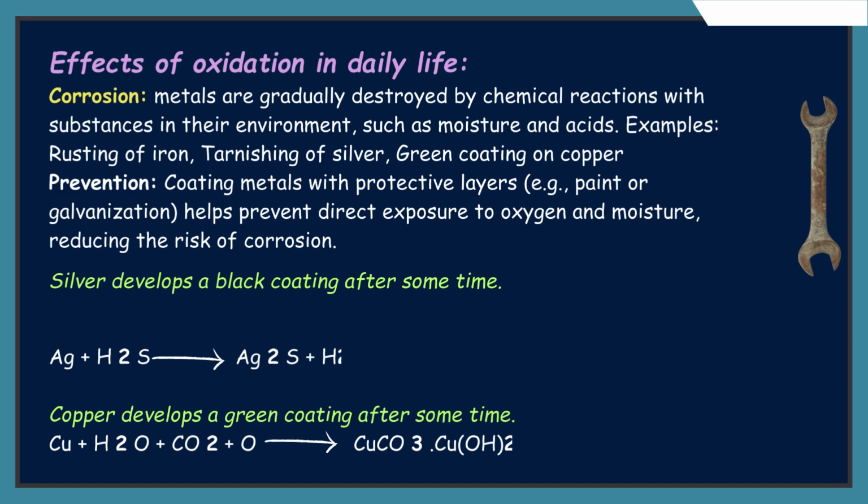Here we look at how oxidation affects our daily life. One big thing is corrosion. Corrosion is when metals get damaged by reactions with things around them, like water or air. Rust on iron is a big example. Silver can get dark, and copper can get a green coating. How do we stop this? Well, we can put protective layers on the metals, like paint, to stop them from touching the air and water directly.